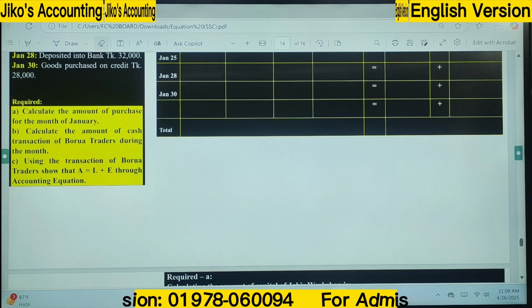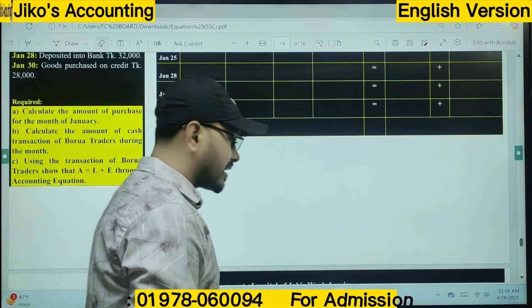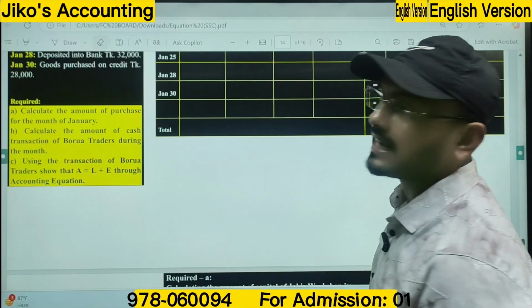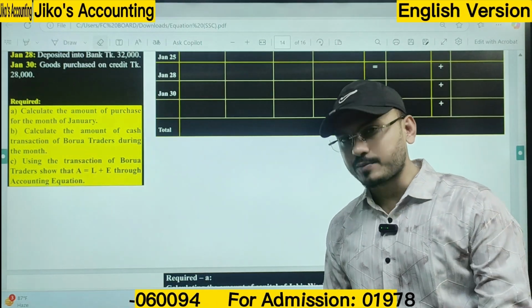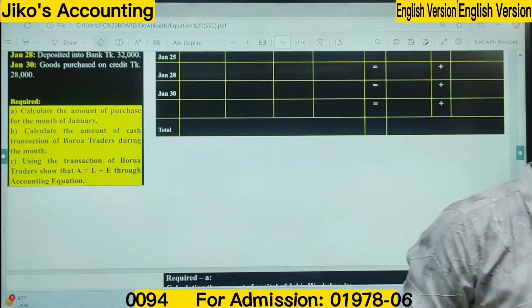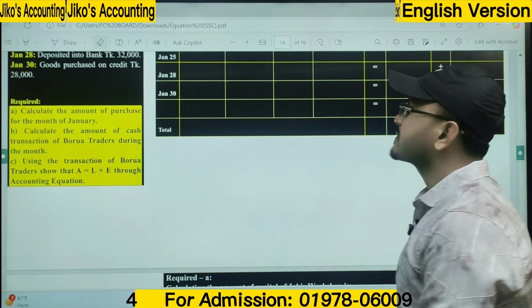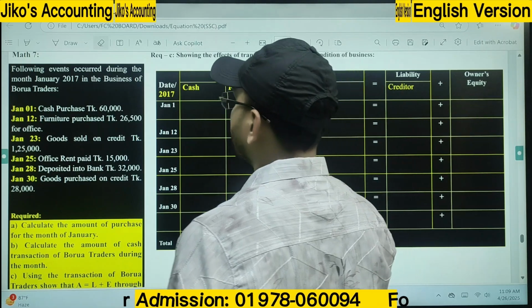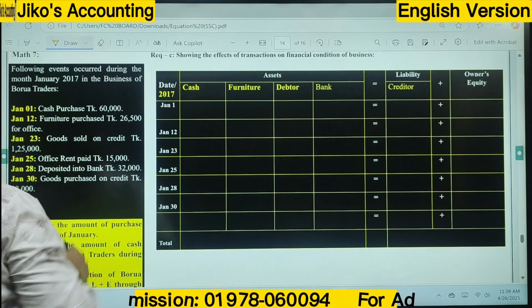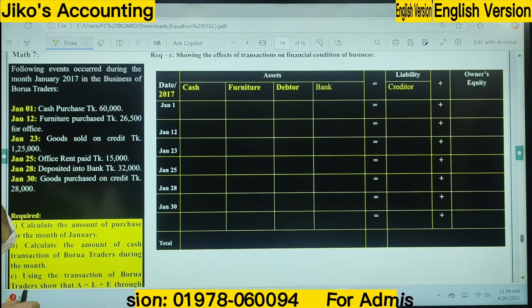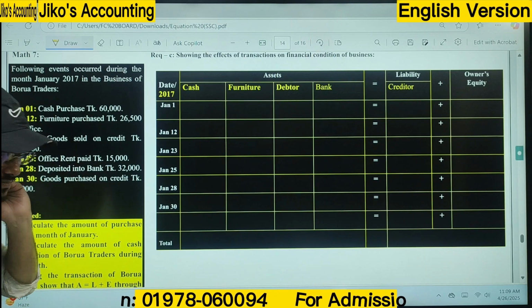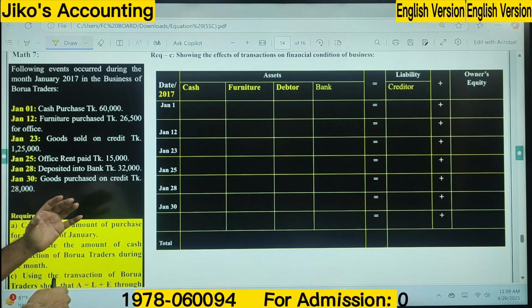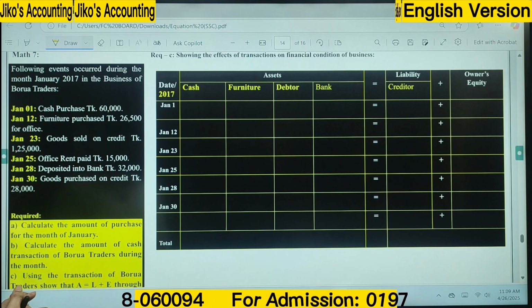Using the transactions of Borrowers, show that A equals L plus E through the accounting equation. That means we have to prove that asset is equal to liability plus equity. Is it clear, sir? Okay. Cash purchased taka 60,000. Is there an investment? No, there is no investment given there, sir.